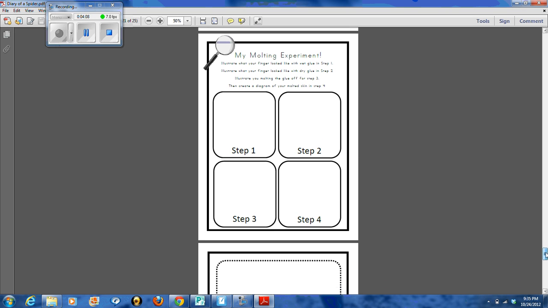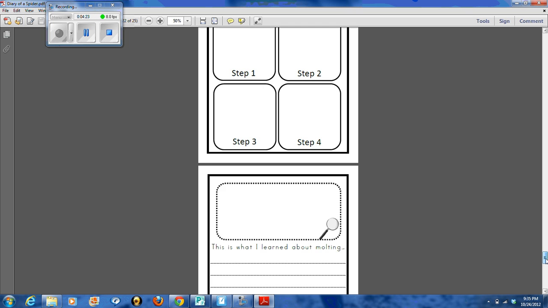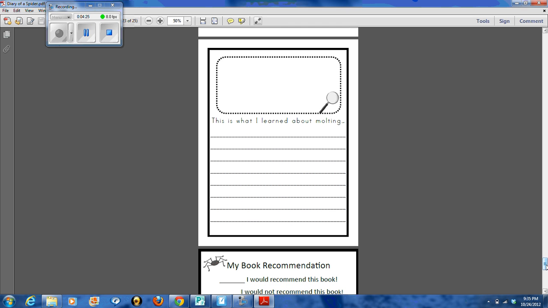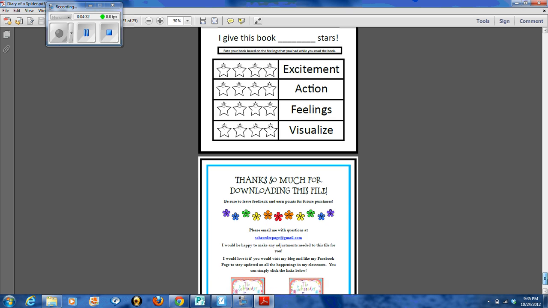So we go through the stages, and in stage 1, they illustrate a picture, a diagram of what it looks like with the glue, and then as they peel it off. And then in stage 4, I go ahead and actually tape down their molted skin. And then their final product is this is what I learned about molting. And there's a book recommendation sheet for after they finish the book study.